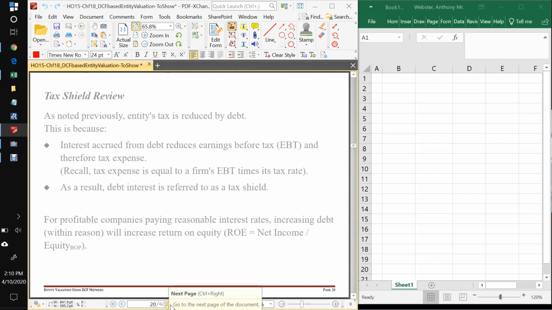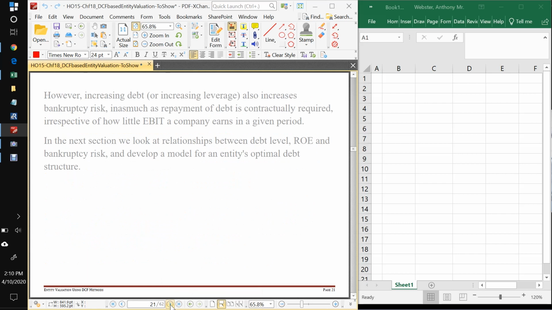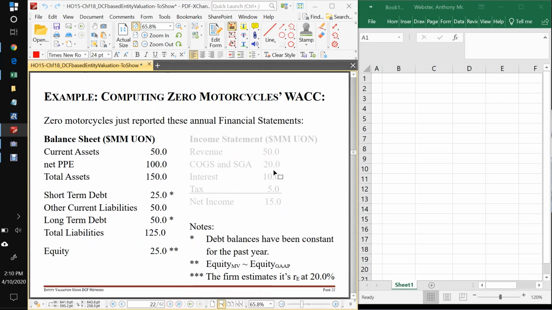All right, a little review on the tax shield here. It's in gray. You don't have to worry about it. Let's jump right into an example. So let's compute the weighted average cost of capital for Zero Motorcycles.